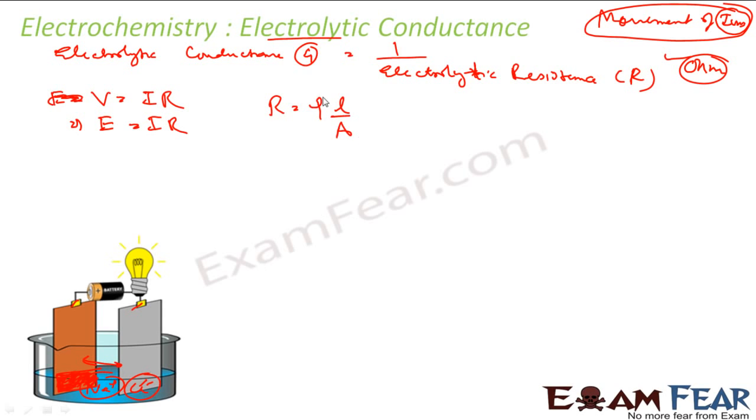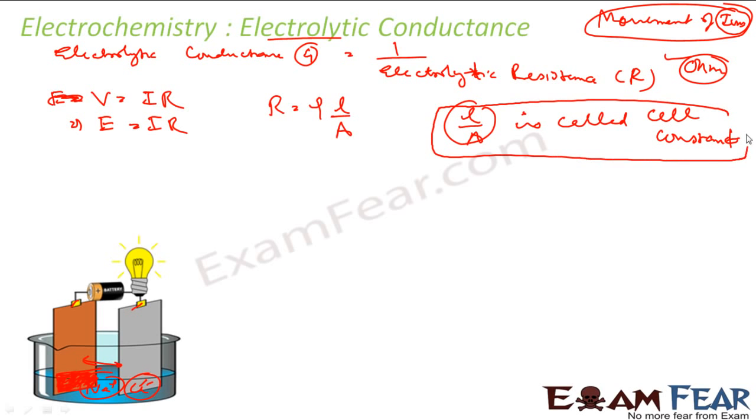And rho, we know, is nothing but specific resistance or resistivity. Please note, for any cell, if you have constructed this, L by A will be constant, because the length between these two electrodes will be constant, and this area will also be constant because it will have a fixed volume of solution. Since L by A is a constant for a given cell, it is also called the cell constant.